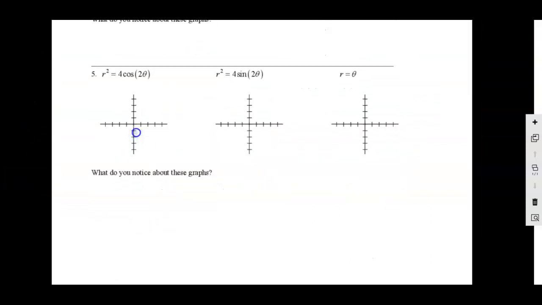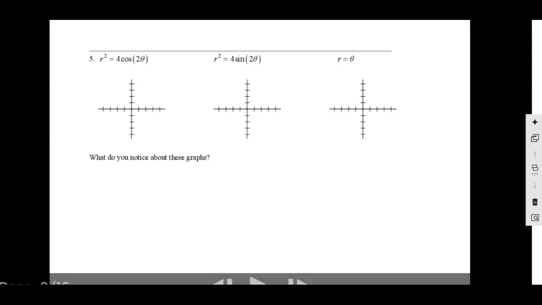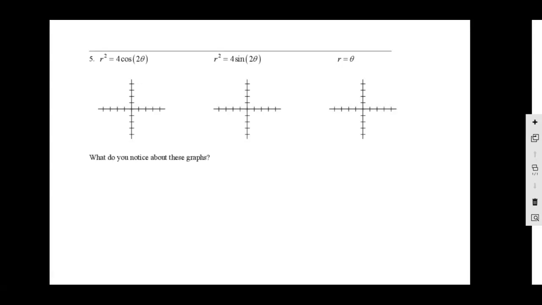And then we have a couple other graphs, and really these are not as important. We have r squared equals 4 cosine 2 theta, and then r squared equals 4 sine 2 theta, and then we have r equals theta. The first two are going to be called lemniscates, and that's coming from, I think, Greek. The Greek word lemnos actually means infinity. And so lemniscates are graphs that are essentially like half of a Rose curve.